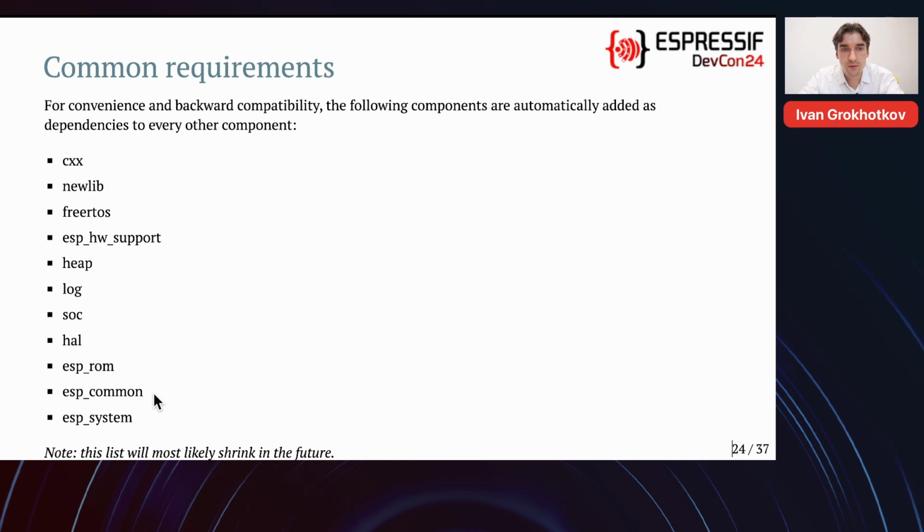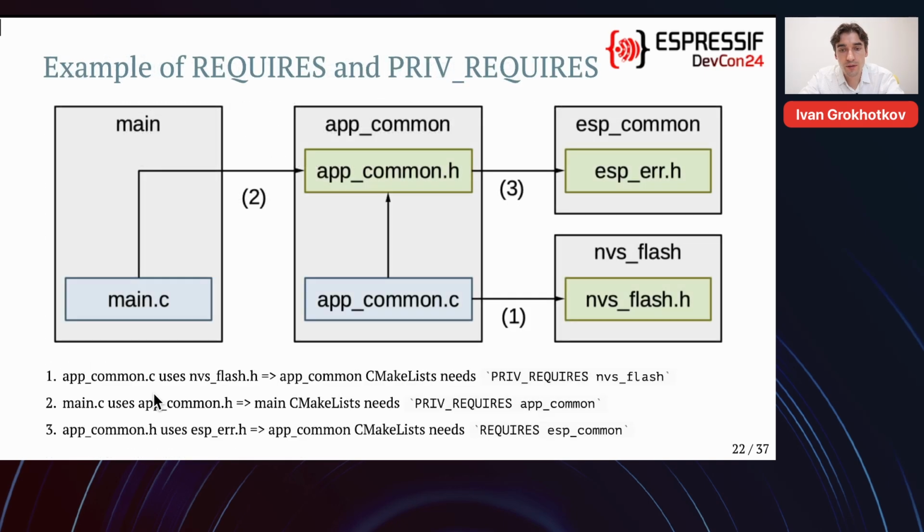This list of common requirements will most likely shrink in the future. Primarily, this should happen in major releases of ESP-IDF. So in ESP-IDF 6.0, it is likely that a few components will be removed from the list of common requirements, and you will have to declare dependencies on them explicitly. So those two caveats explain, first of all, why we didn't have to declare dependencies when app common files have been in the main component, and second, why we don't have to declare dependency on ESP common from app common.